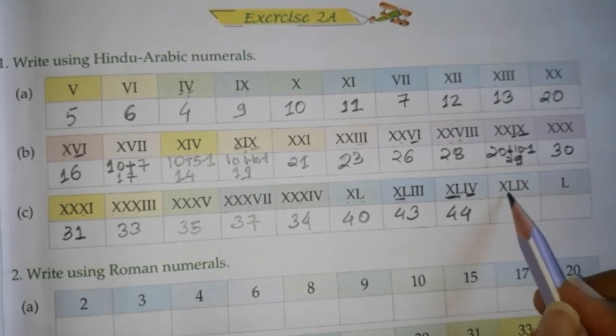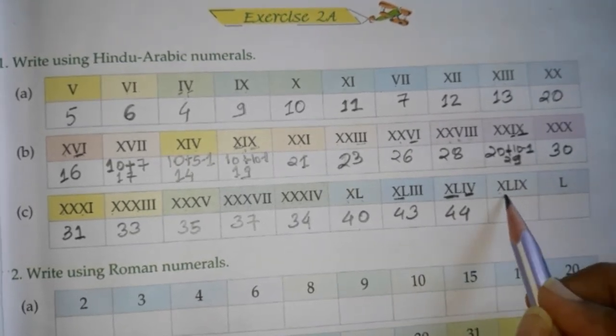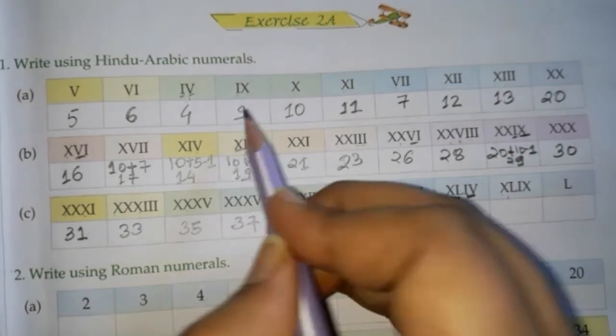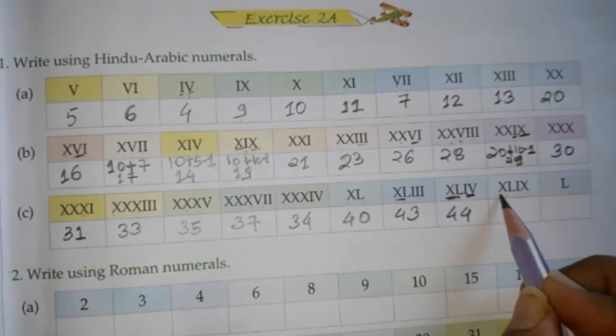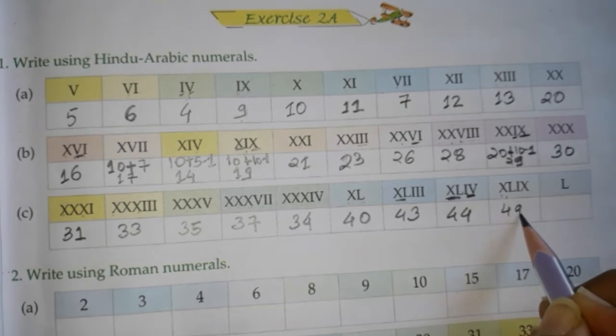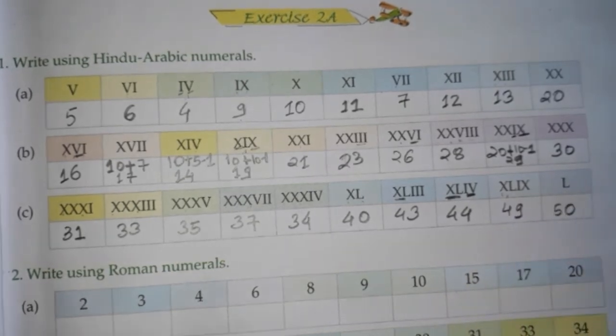Next question, XL, it means 40, and this IX, we have solved. IX means 9, we have solved here. 40 plus 9 is 49, and L means 50.